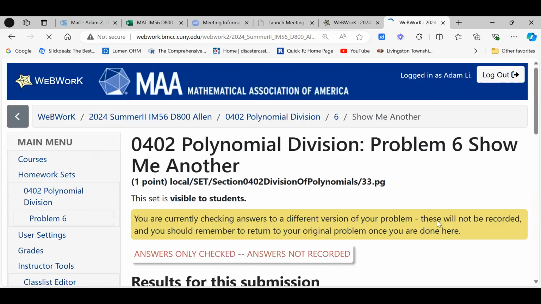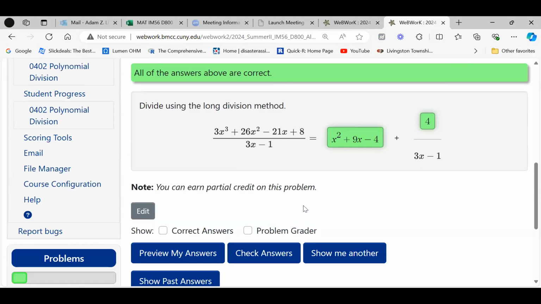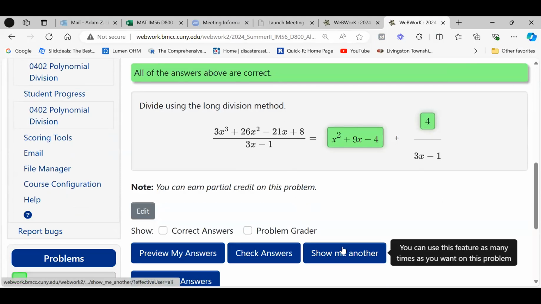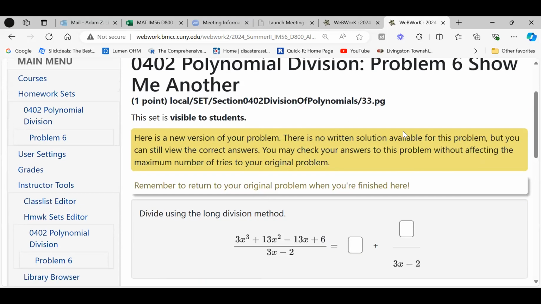All right. And again, if you guys feel like you want extra practice, right? You can just show me another. And you keep generating a similar question, but with different numbers. So it's a very good practice. So you can see, you get a new one, right? And if, let's say, you are weak, you're not very confident about this topic, then you can practice some more questions here to get better at it.